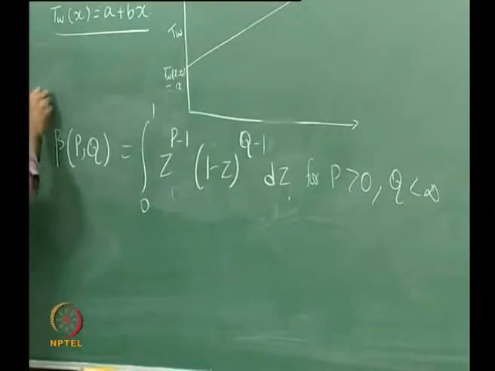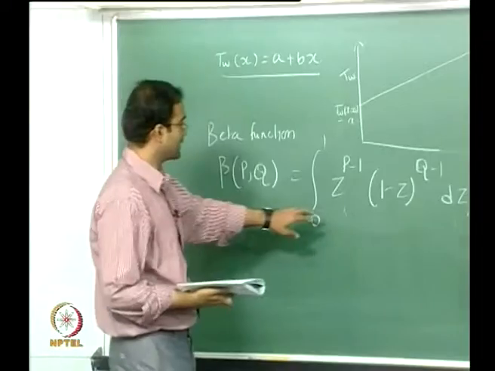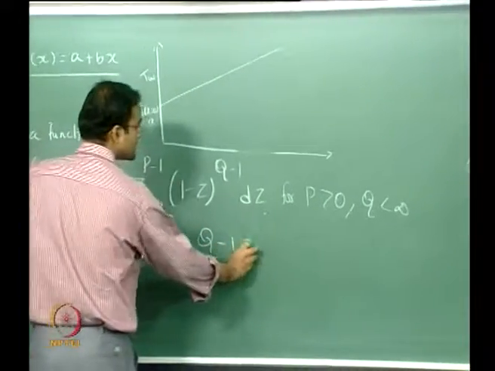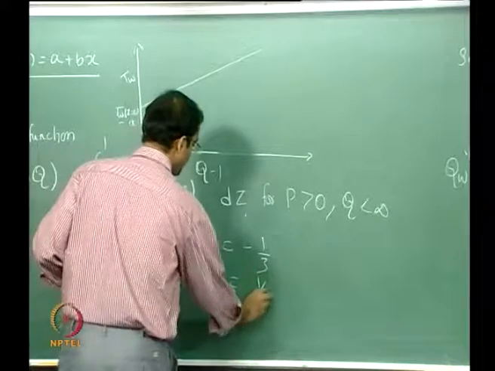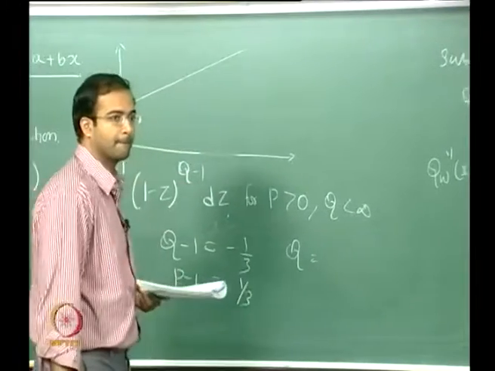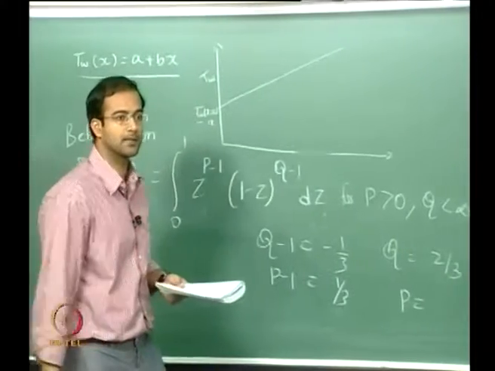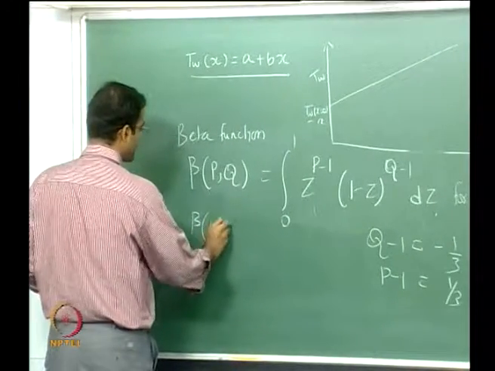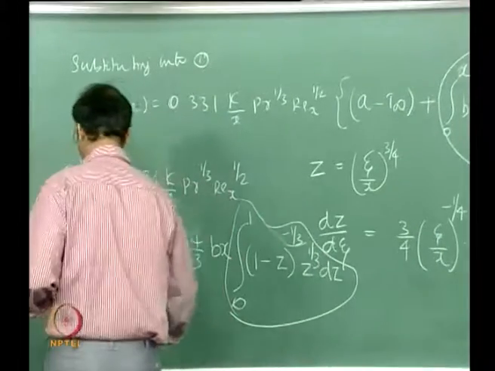Okay, so this is how your beta function is defined. Now if you compare this with this expression, you can see 1 minus z to the power q. So therefore q minus 1 is equal to minus 1 by 3, and p minus 1 is equal to 1 by 3, right? Therefore q is equal to 1 minus 1 by 3, 2 by 3, and p equal to 1 plus 1 by 3, 4 by 3. Okay, so therefore this p and q will be nothing but 4 by 3 comma 2 by 3. So therefore this entire term can be written in terms of beta function.